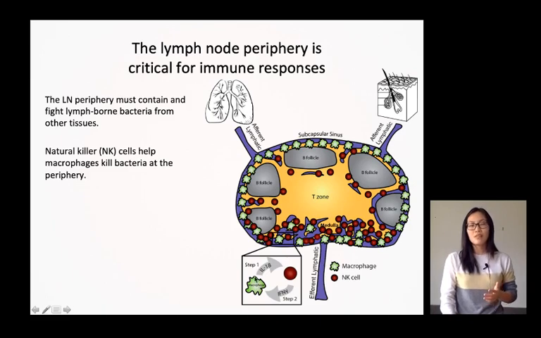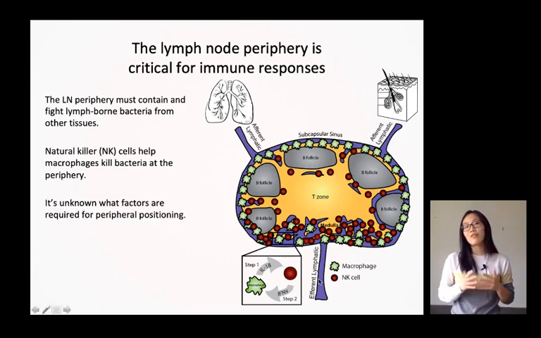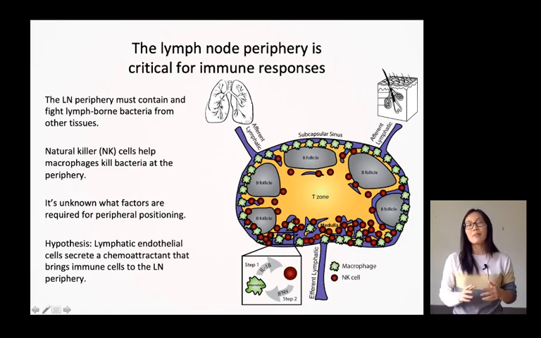the lymph node. Now, for this process to be effective, it seems important that number one, the macrophages and the NK cells are pretty close together so that they can communicate well. And number two, that they sit near the periphery of the lymph node where these pathogens are coming in so that they're ready to sense and respond to them. But it was unknown what factors are required for the peripheral positioning of these cell types at the periphery of the lymph node. And we hypothesized that maybe it was lymphatic endothelial cells that are secreting some sort of a chemoattractant in that area to bring immune cells to the lymph node periphery. And we thought that that chemoattractant might be sphingosine 1-phosphate.